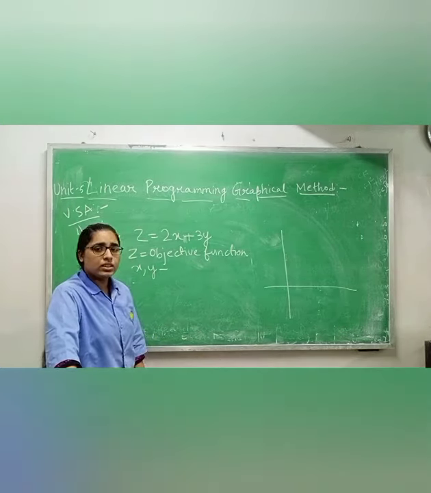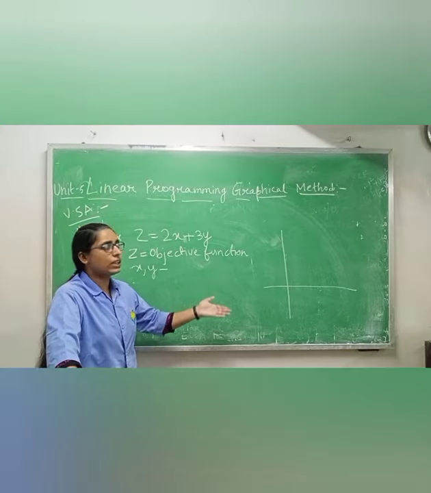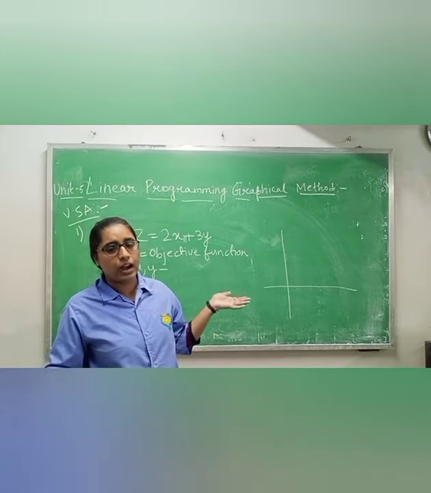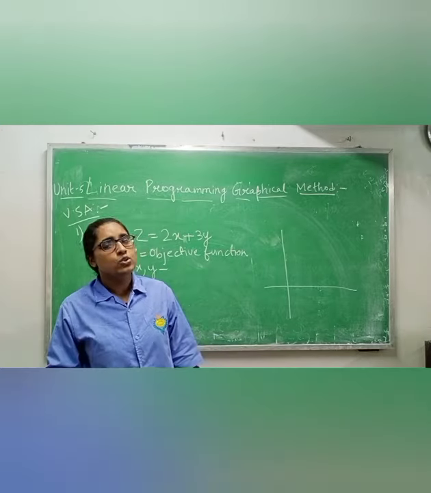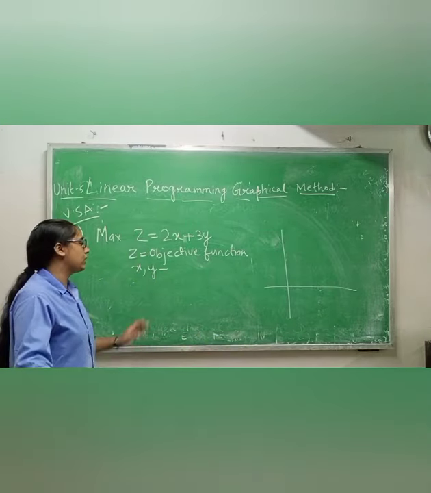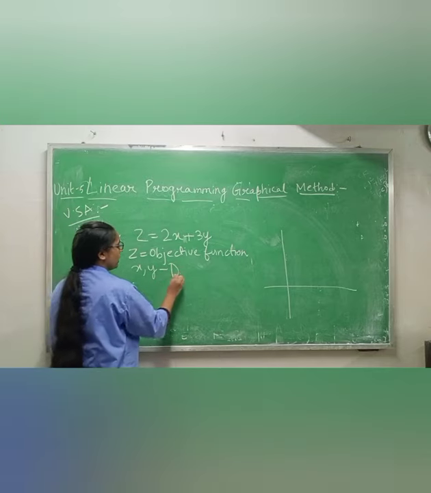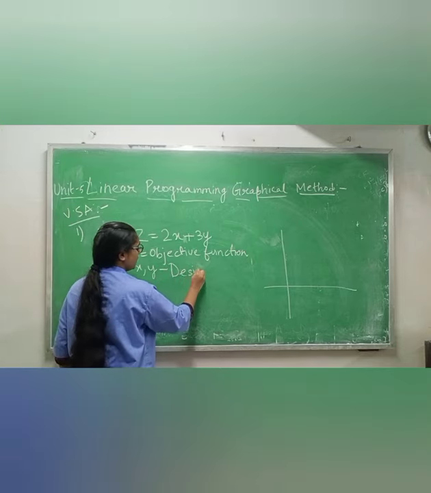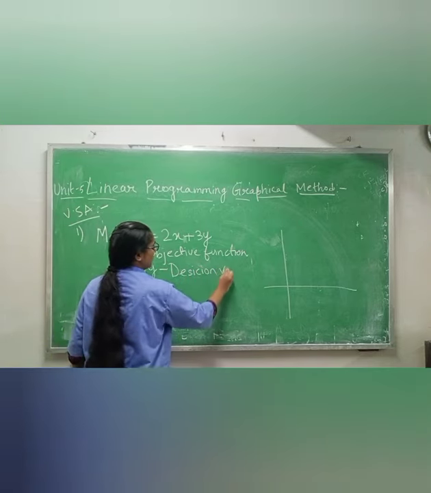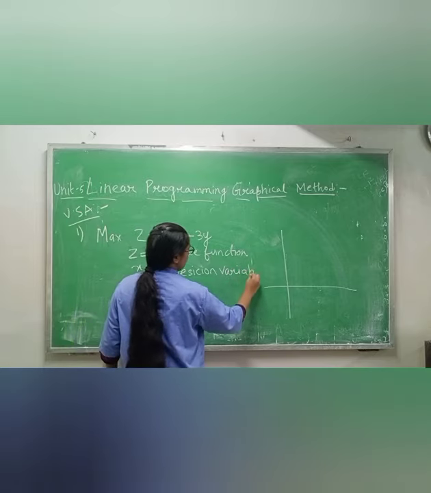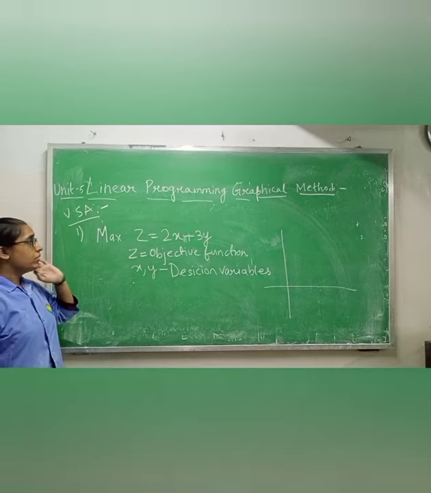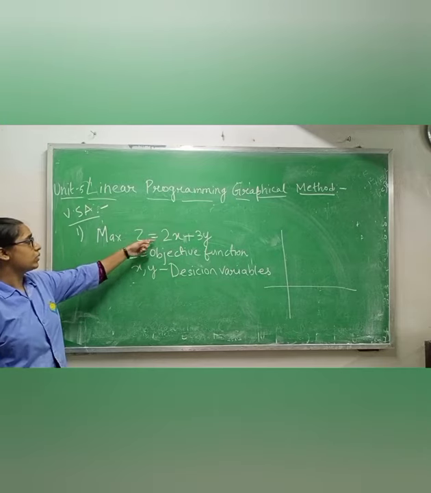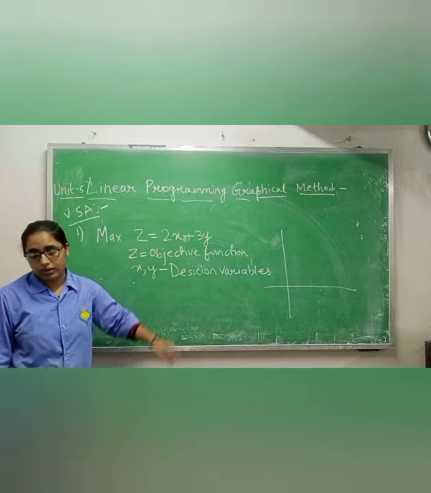But mostly it is given in two variables, because we know that if we have to plot a graph, we have only the x axis and y axis, there is no z axis. So these two variables x and y are given, and x and y are known as decision variables. So you have to know up to here. Now maximize Z equals 2x plus 3y.